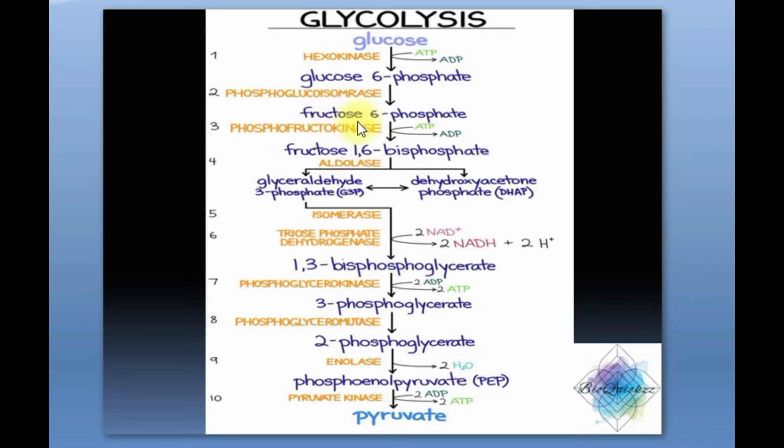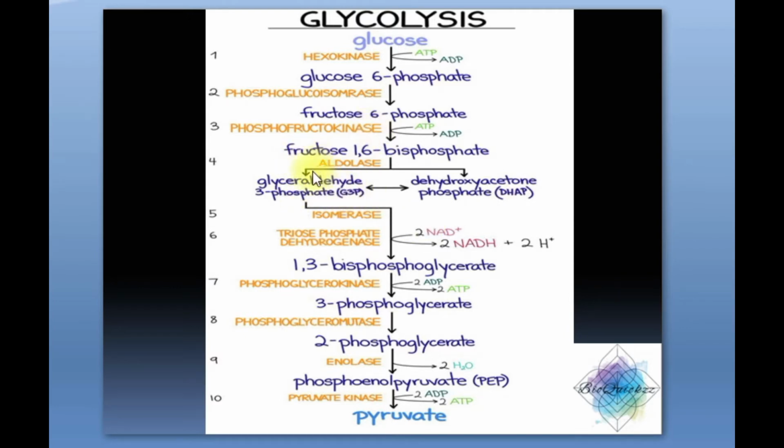Third step is fructose 6-phosphate to fructose 1,6-bisphosphate. ATP is again required and ADP is released. The enzyme used is phosphofructokinase. Number 4 is fructose 1,6-bisphosphate to glyceraldehyde 3-phosphate and dihydroxyacetone phosphate. It is known as DHAP and this is known as GAP.